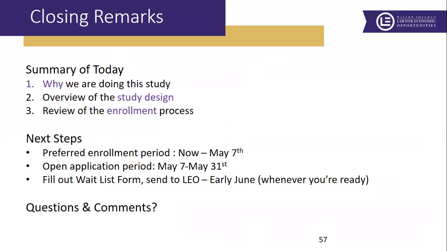As far as I know, the next steps are for the preferred enrollment period to end on May 7th. And then I think the application period will go from May 7th to May 31st. After that, it's up to you to fill out the waitlist form and send it to Leo whenever you're ready to do that. So thanks for listening. Do you have any questions or comments at this point?